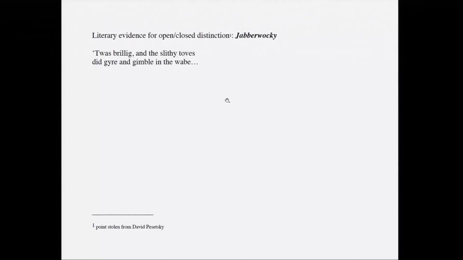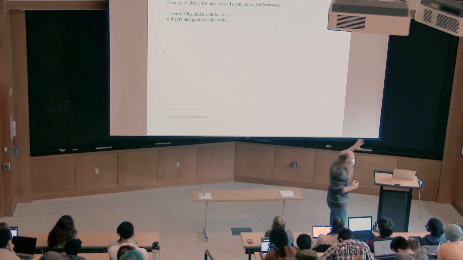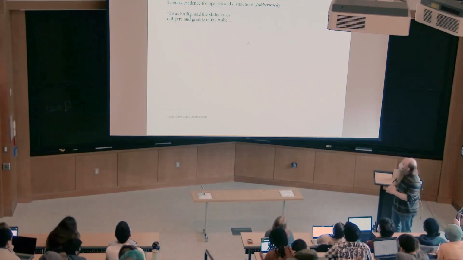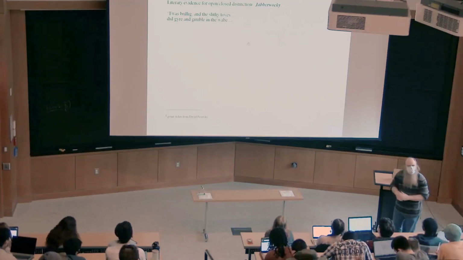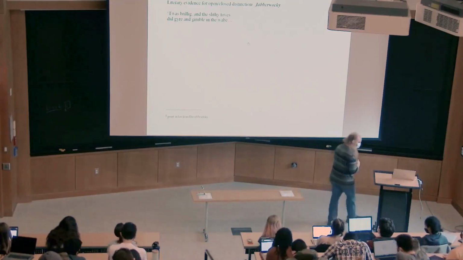Okay. One piece of literary evidence for the open and closed distinction, a point that my colleague David Bezetsky likes to make when he teaches this class, is a nice point. The poem Jabberwocky, from Alice Through the Looking Glass, is a poem which is tricky to understand, right? So many of the words in it have been replaced by nonsense words. But crucially, the words that have been replaced by nonsense words are all open class words.